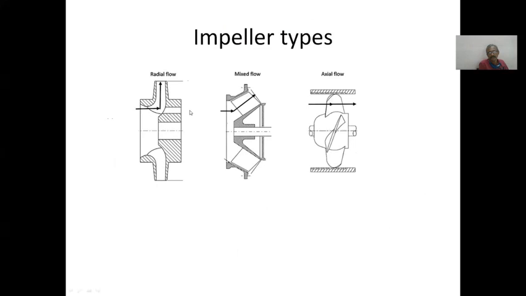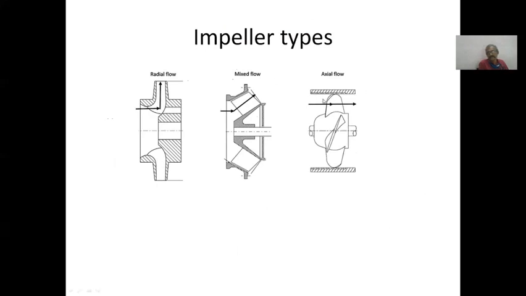And in mixed flow pumps, water comes axially and it goes with an inclination. So with the inclination, one can see an axial component and also a radial component. So since it has both axial and radial components, they are called mixed flow impellers.